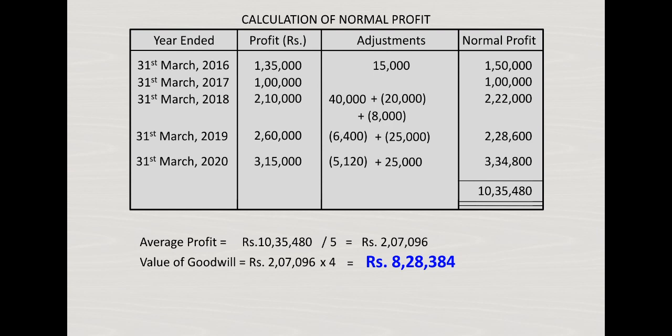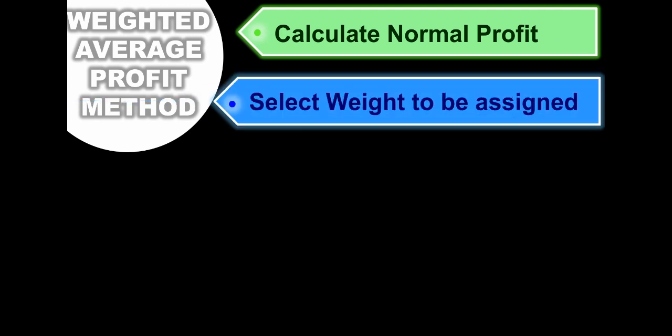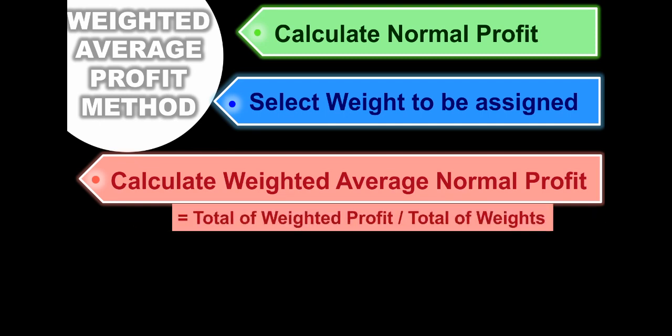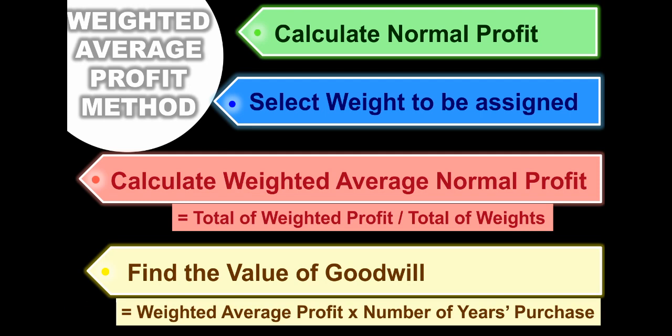Done. Now let's see the weighted average profit method. Let's start. First calculate normal profit, then assign weights. This we will see while studying the question, how to assign weights. Then calculate weighted average normal profit by dividing total weighted profit by total weights. Then find the value of goodwill by multiplying weighted average profit by number of years purchase.